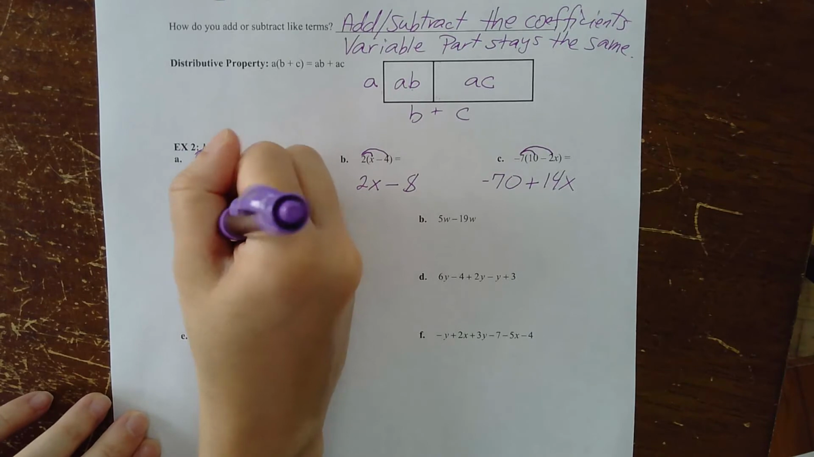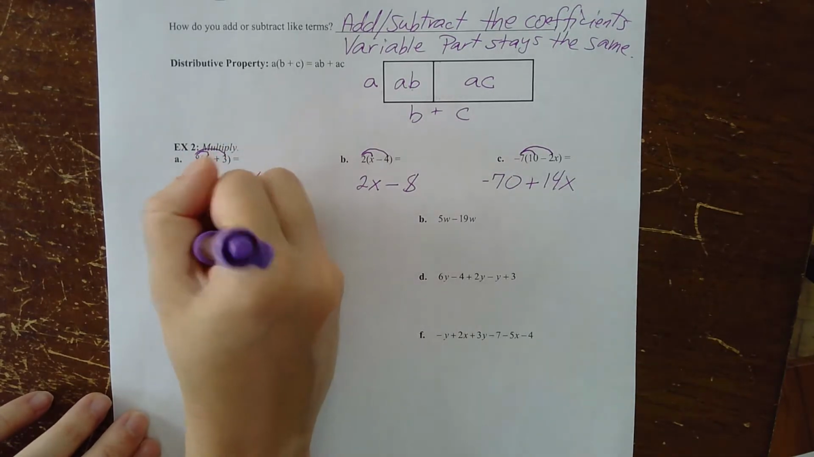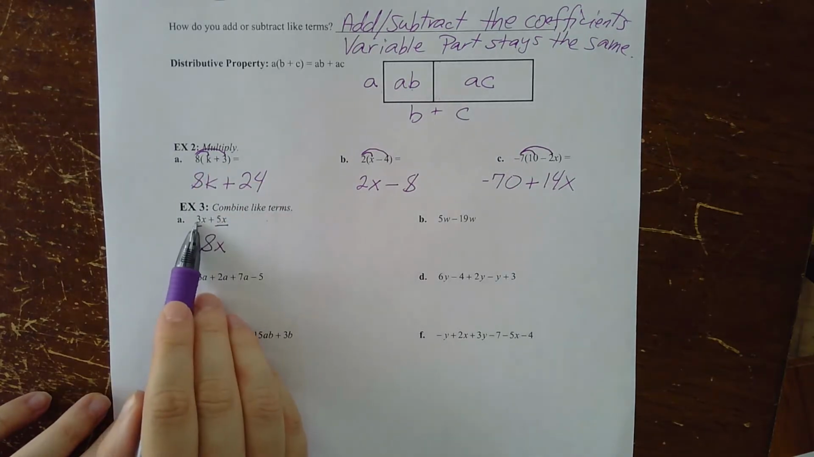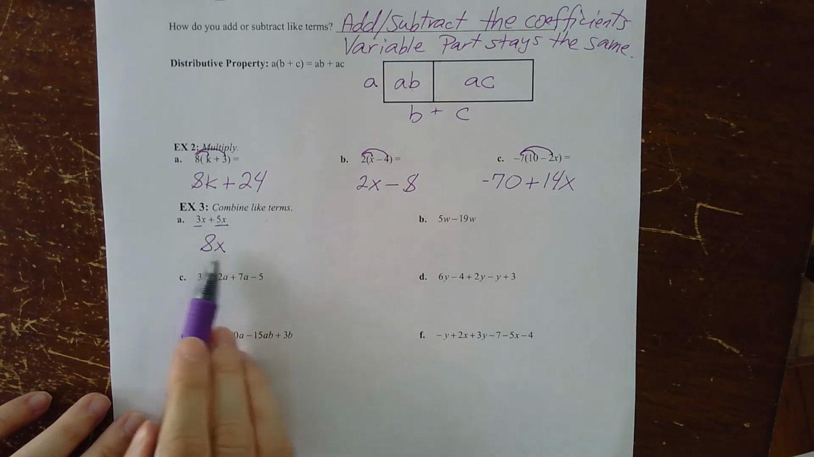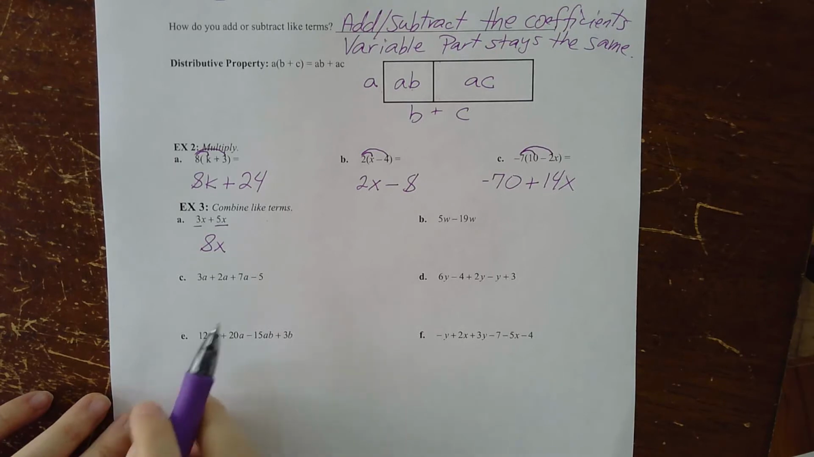So when you're adding those two terms, you're going to add the coefficients. 3 plus 5 is 8. And then the variable part stays the same. If you want to think about this, that would be like having 3 xylophones, and then adding 5 more xylophones. Now we have 8 xylophones. They didn't magically become like boxes of xylophones or cubes of xylophones. Okay? So it's still just x's.